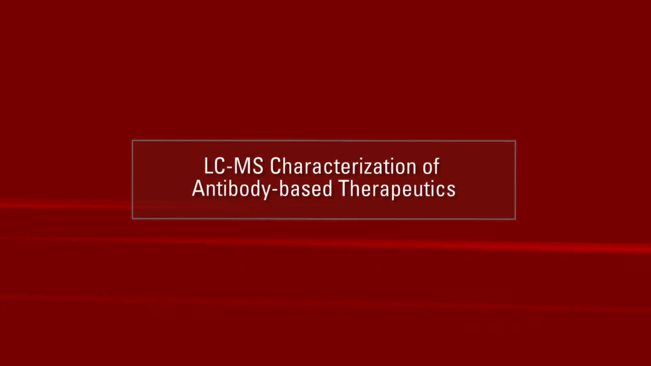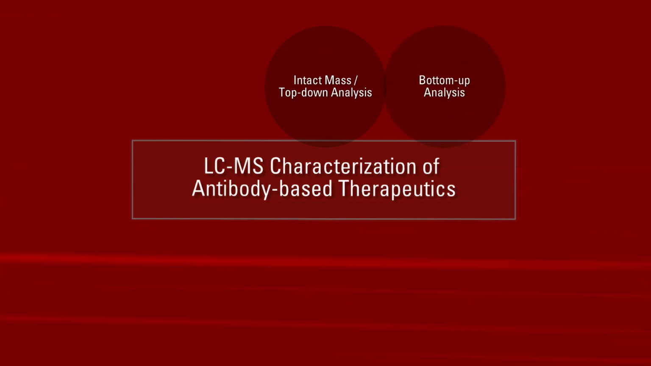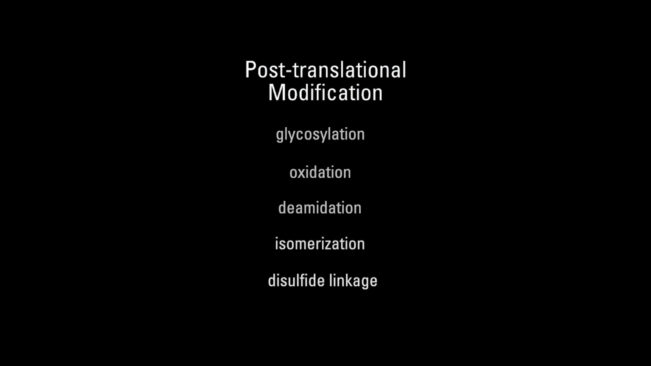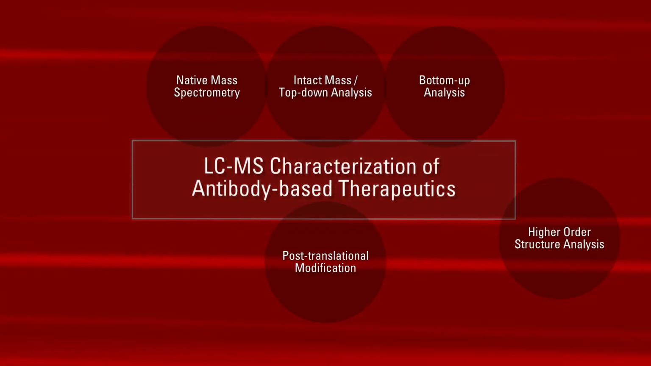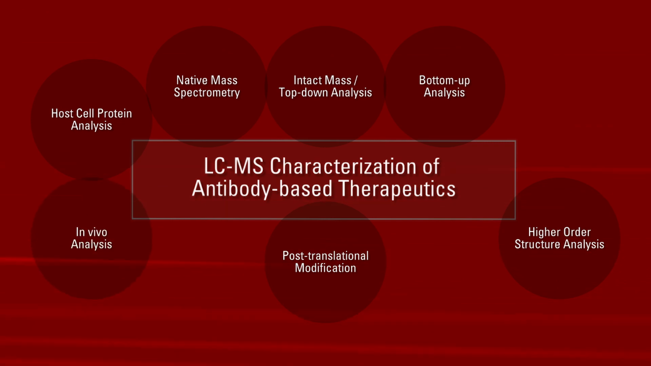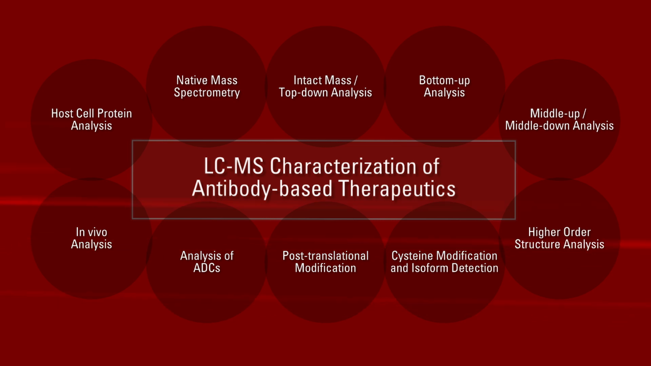MS-based workflows can be used to characterize intact proteins with very minimal sample prep, primary sequences, post-translational modifications such as glycosylation, oxidation, deamidation, isomerization, disulfide leakages, and higher order structures. Additionally, product and process-related impurities can also be identified and characterized. A significant advantage of MS-based workflows is that several attributes can simultaneously be monitored in a single data set.